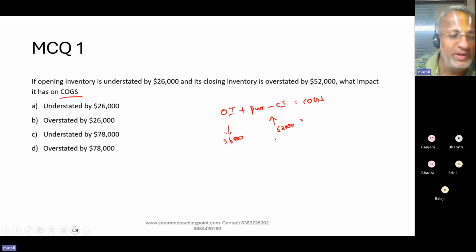So what sort of impact is it likely to cause for COGS? The sum that I have to include, I have included less. The sum that I got to deduct, I excessively deducted. What would these two mistakes have caused on my COGS?